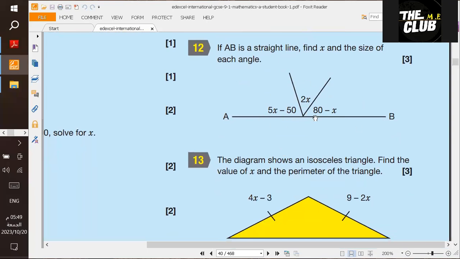We see that this is a straight line, and we know that the straight line angles equal to what? All of them equal to 180. So I'm going to use this information. I'm going to say that all of these here equal to 180. It means I'm going to add them or put them next to each other and add them and make them equal to 180.